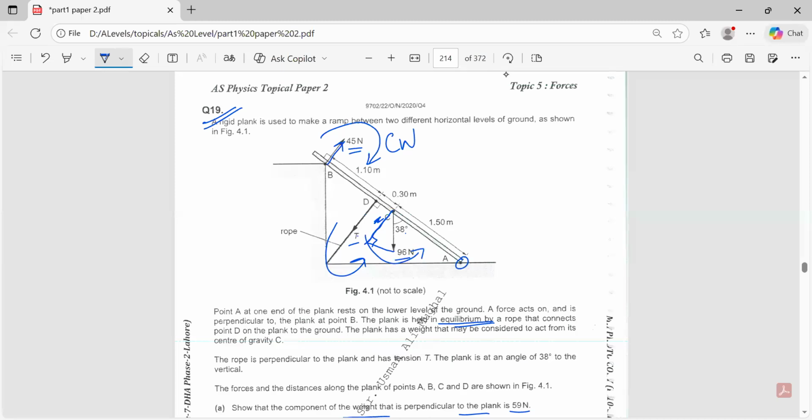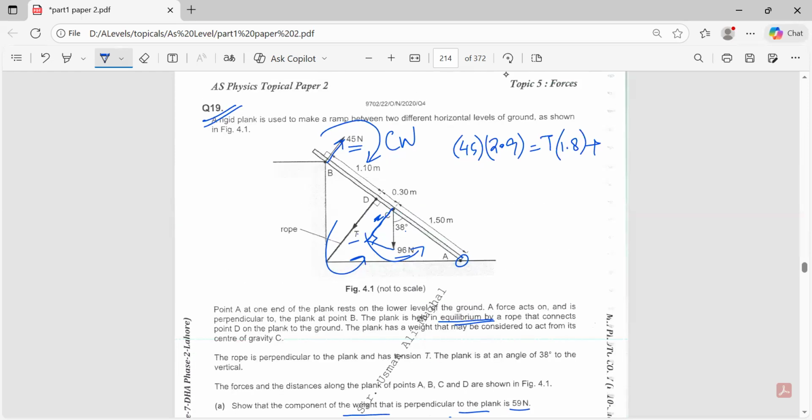So इसकी हमारी इक्वेशन क्या लिखी जाएगी? सबसे पहले क्लॉकवाइज लिख लेते हैं. Clockwise moment will be 45 multiplied by the whole distance, which is 2.9. Okay, 45 into 2.9. This is clockwise, and what is anti-clockwise? T into 1.8 plus this vertical component found was 59, so 59 multiplied by 1.5. So this is the equation we are going to use for part B.